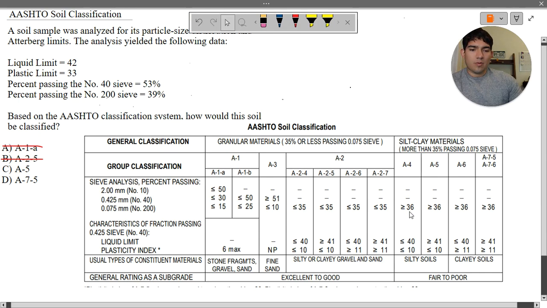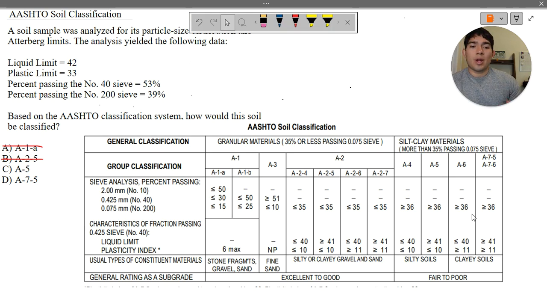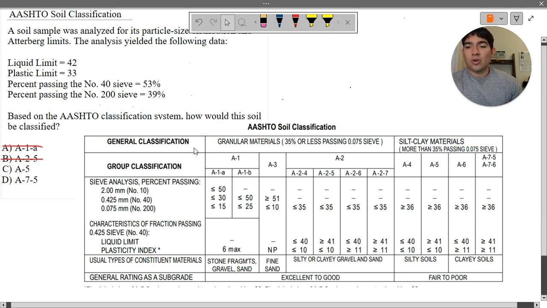Now we know that it needs to be one of these because these options over here are the only ones that have percent passing for the number 200 sieve greater than or equal to 36%. For our soil we have 39%, so it has to be one of these four, right? Our options that are left are A5 and A7-5. So it's either this one or it's this one.